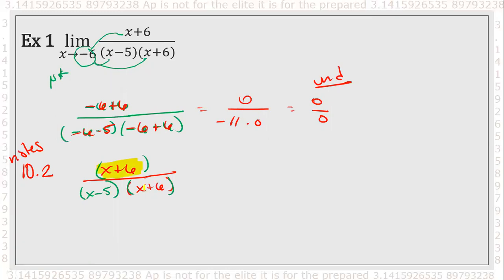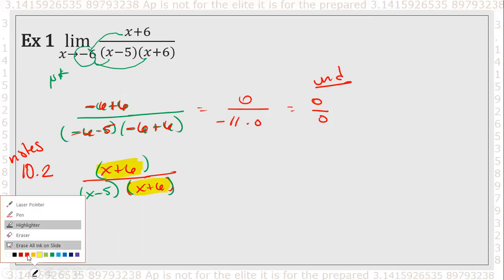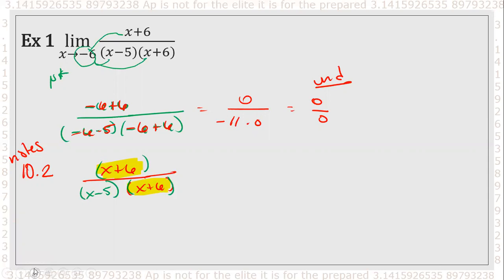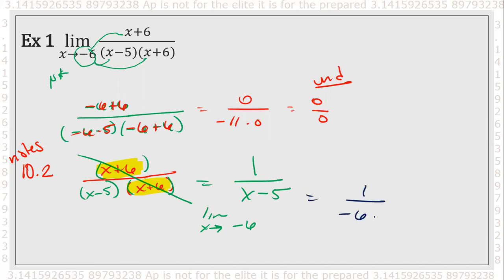This right here and this right here are the same numbers, so I can go ahead and get rid of them because they equal 1. So in reality, I got 1 over x minus 5, and my limit is going to -6. If I substitute that limit inside, I get 1 over -6 minus 5. That gives me 1 over -11. That should be my answer. That is my limit.